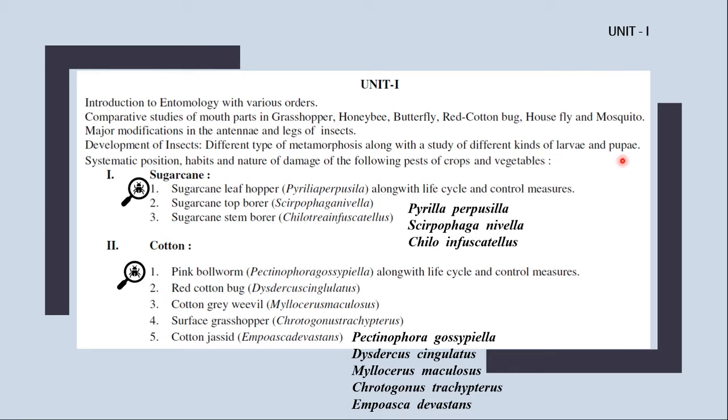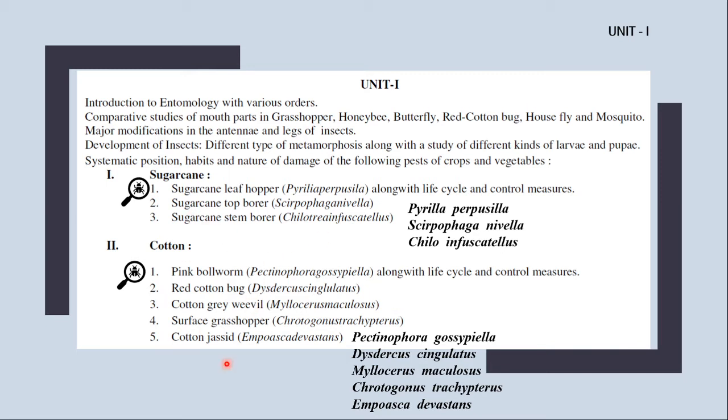For sugarcane, we will learn about Pyrilla purpurilla. Please check here for the correct spellings. And then sugarcane top borer or Scirpophaga nivella, sugarcane stem borer or Chilo infuscatellus. For cotton, we will learn about pink bollworm or Pectinophora gossypiella, red cotton bug or Dysdercus cingulatus, cotton gray weevil or Myllocerus maculosus, then surface grasshopper or Chrotogonus trachypterus, cotton jassid or Empoasca devastans.